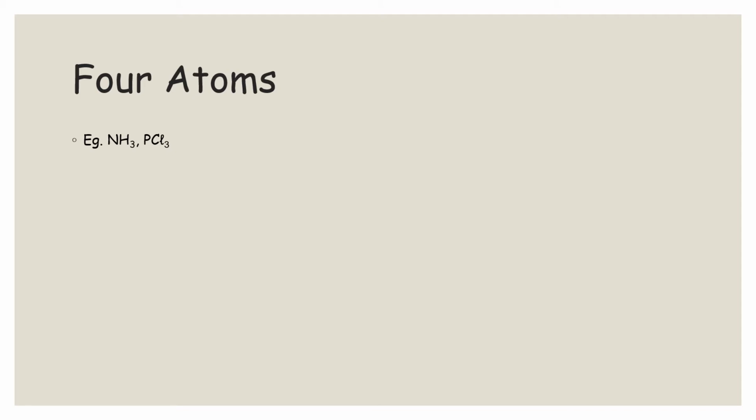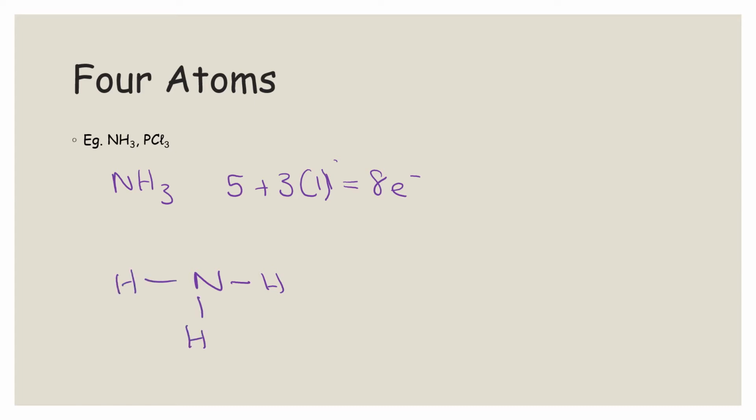This time, once again, we've got 4 atoms. We're going to look at ammonia. With ammonia, you can see that the nitrogen has 5 valence electrons, plus each of the hydrogens has 1, so we're playing with 8 electrons. Nitrogen is the central atom. Completing the electron dot diagram here, you can see that we have 3 bonding pairs and 1 non-bonding pair, or lone pair.